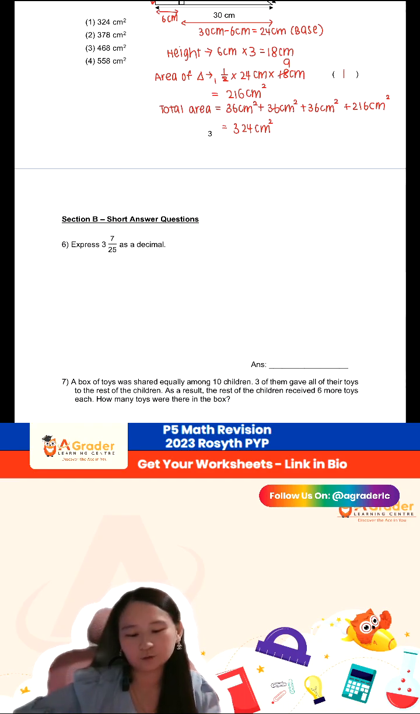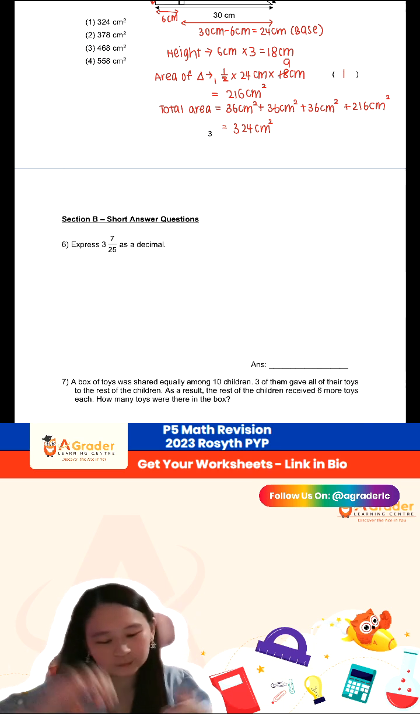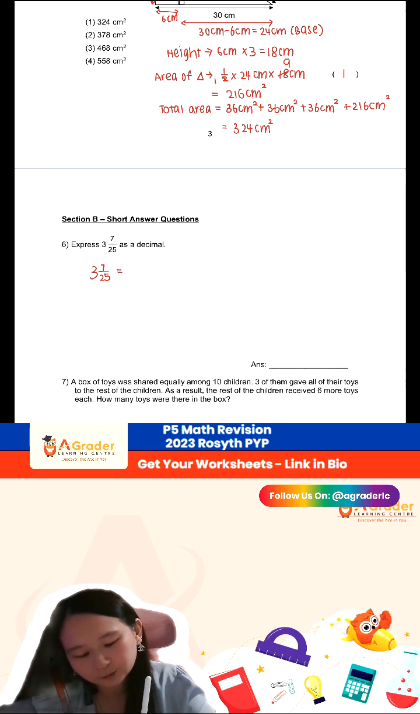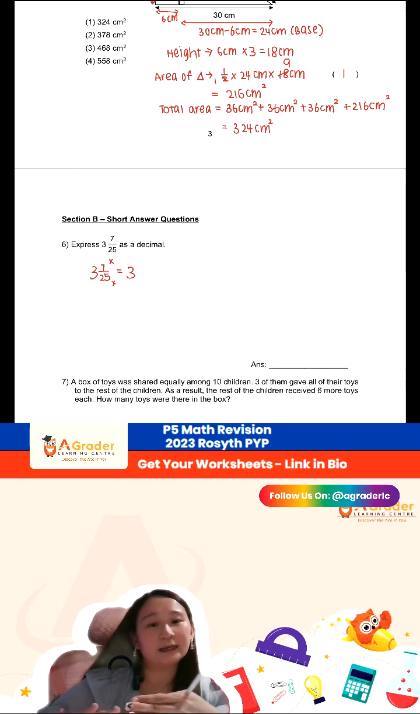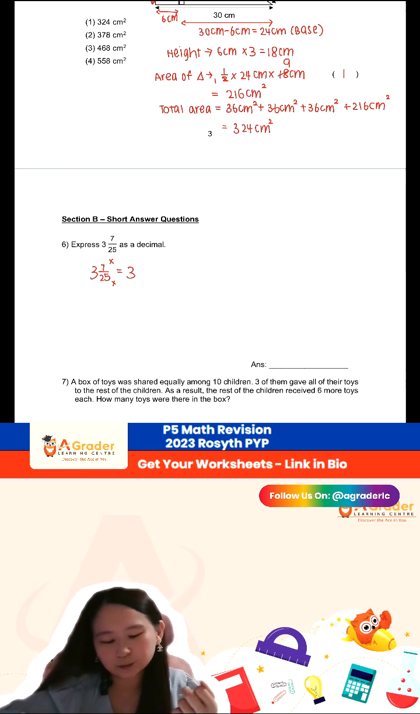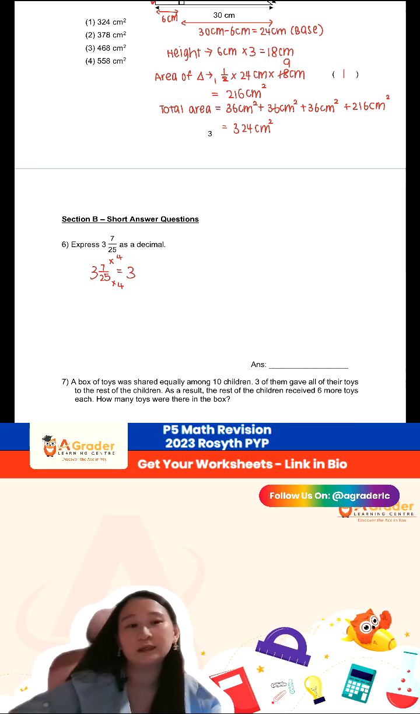Express 3 whole 7 over 25 as a decimal. Okay, I see the correct answers here. So we have 3 whole 7 over 25. We leave the 3 whole alone. And then we try to make our denominator of the fraction to be either 10, 100, or 1000 so that we can convert to decimals easier. Okay, so in this case, we have 25 in the denominator. So we want to make the denominator 100 by multiplying by 4 to both the numerator and the denominator.